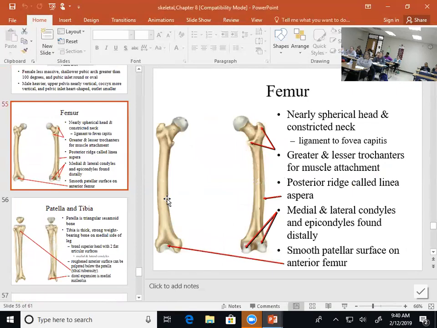The femur. I have people miss the femur, but I don't really know why or how, because again, no other bone has a head like this, and it's also huge, right?